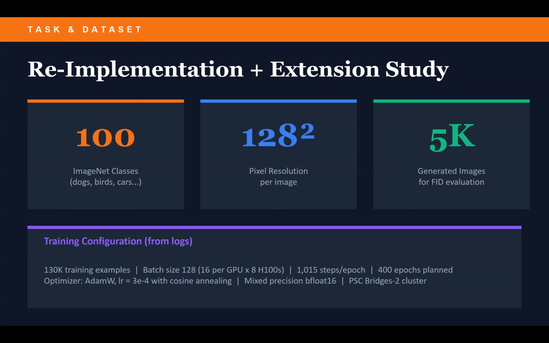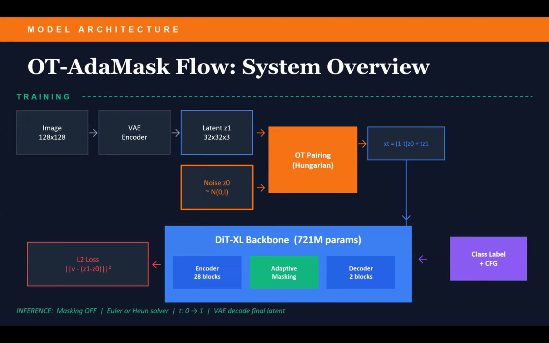We train on ImageNet-100, that's 100 classes of everyday objects like dogs, birds, and cars at 128 by 128 resolution. We generate 5K images for FID evaluation. We encode each image into a compact latent space, match noise to data using the OT pairing, and interpolate between them to form the training samples. These samples are fed into a DiT-XL model with adaptive masking and class conditioning. We train with an L2 loss, and at inference time, masking is turned off, and we generate samples by solving the flow with Euler steps.